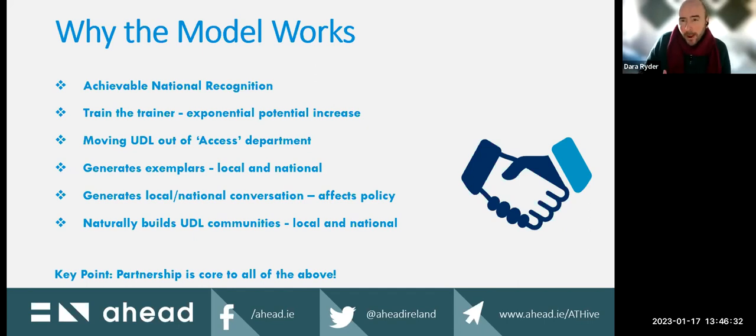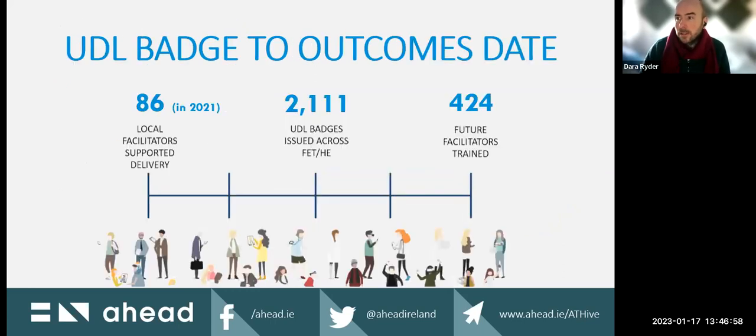It generates exemplars at a local and national level. These redesign activities that they have to do actually become exemplars that we get to share with others. And we have a big collection of discipline-based exemplars building up as a result. It also generates huge local and national conversation, which affects engagement within institutions, but is also having a big impact at a national level in terms of national policy debate. And it naturally builds those UDL communities at a local and national level.